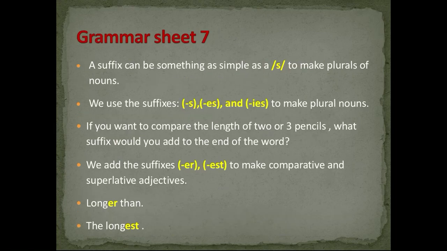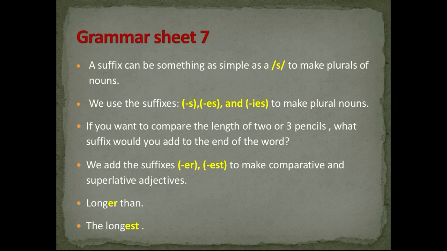A suffix can be something as simple as an S to make plural of nouns. Sometimes we add S, sometimes we add ES, sometimes we add IES, okay? Those are the plurals, but they are also called suffixes, okay? They can be as simple as that. An S to make plural, we call it a suffix also.